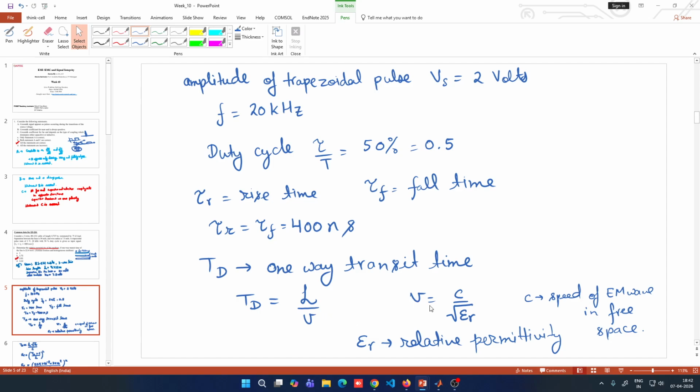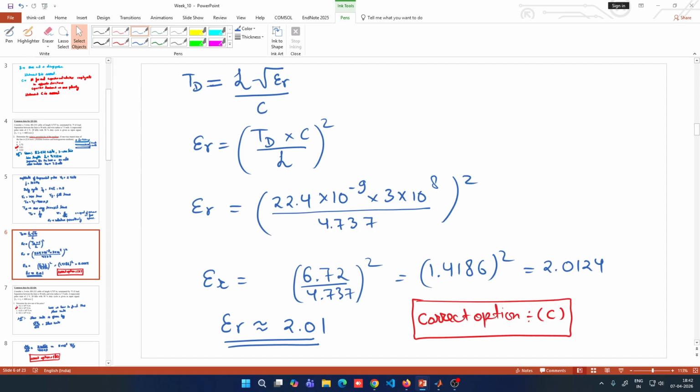Here we don't know the medium, so the velocity will be given as c by square root of epsilon r, where epsilon r is the relative permittivity of the medium. Since Td is given, the length of the wire is given, and c is the speed of light of the electromagnetic wave in free space, which is 3 into 10 to the power 8 meters per second, only epsilon r is remaining, so we can find it easily. I hope question number 2 is clear.